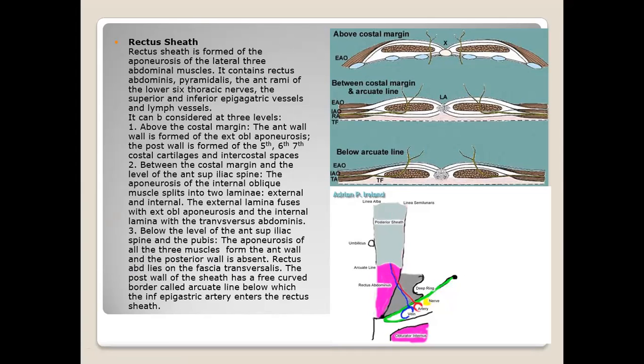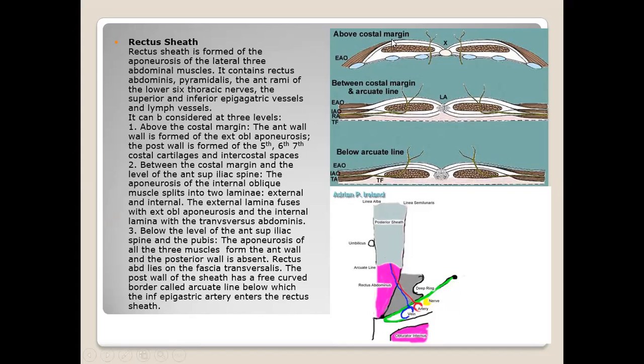The posterior wall of the sheath has a free curved border called the arcuate line. Wherever this posterior wall ends is called the arcuate line. Arcuate, it looks like an arch, so it is called the arcuate line. Below which the inferior epigastric artery enters the rectus sheath. If you see here, below we can see the inferior epigastric artery and the vein entering.